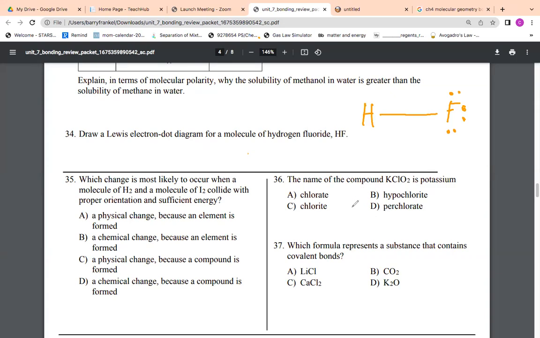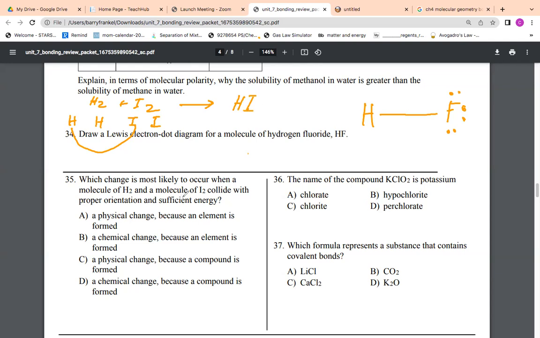All right, number 35. Which change is most likely to occur when a molecule of H2 and a molecule of I2 collide with proper orientation and sufficient energy? So we've got H2 and it's combining with I2. So what's going to happen when these two things come together? We've actually seen this chemical equation before. What's going to happen is they're first going to break up into H and I, and everyone is separate, and they're going to reform. This H is going to get together with this I, form HI.